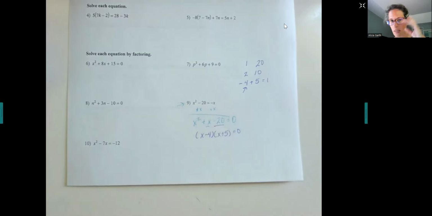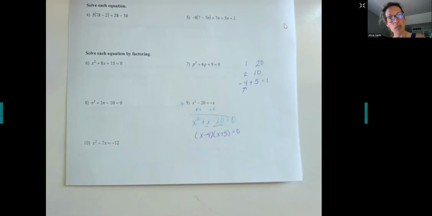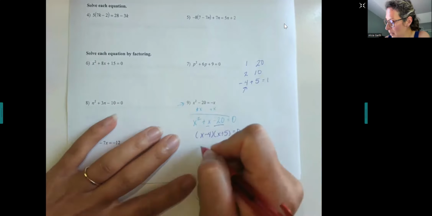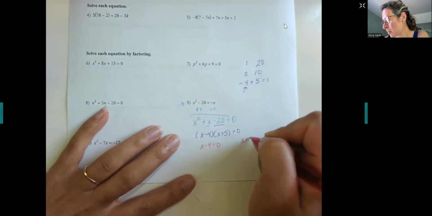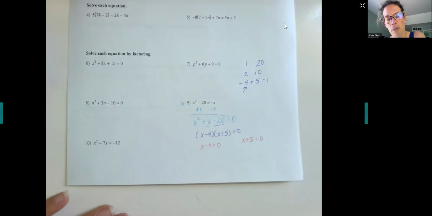Once I've done that, now we have to remember that anything times 0 is 0. So if either one of these is equal to 0, then the entire equation is equal to 0, which means that I am going to set x minus 4 equal to 0 and x plus 5 equal to 0.